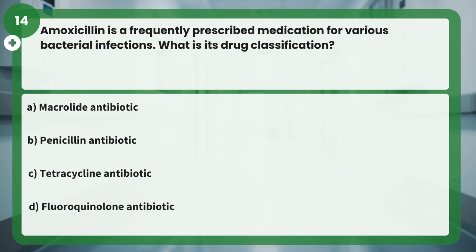Question 14. Amoxicillin is a frequently prescribed medication for various bacterial infections. What is its drug classification? A. Macrolide antibiotic. B. Penicillin antibiotic. C. Tetracycline antibiotic. D. Fluoroquinolone antibiotic. Answer: B.